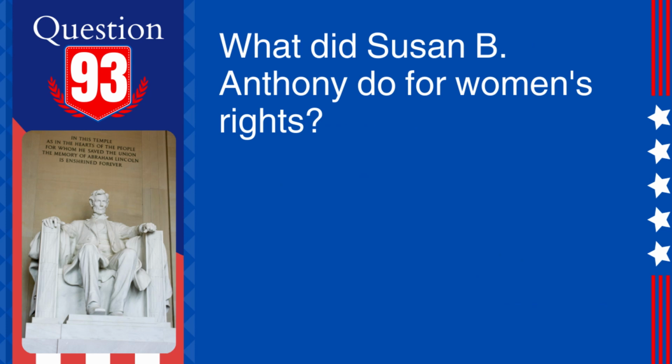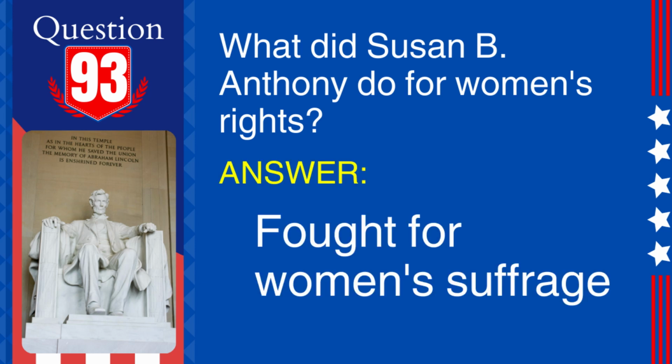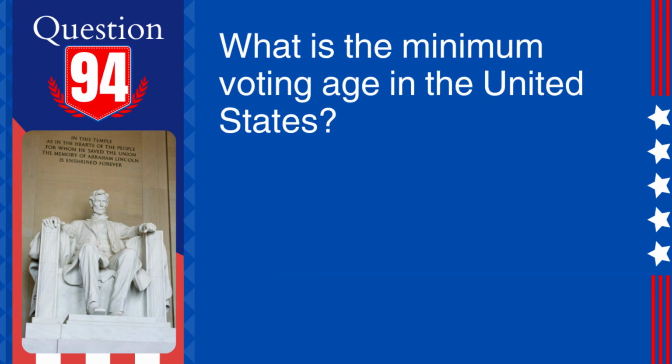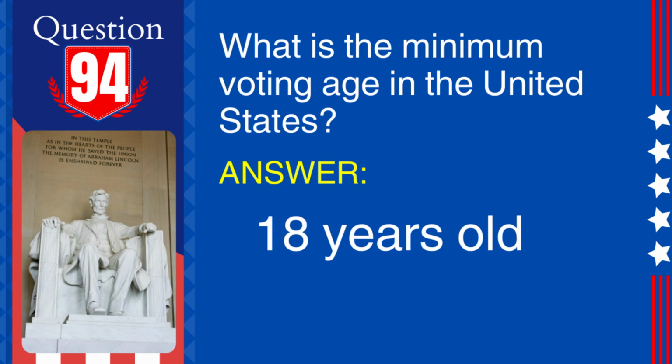93. Question. What did Susan B. Anthony do for women's rights? Answer. Fought for women's suffrage. Explanation. Susan B. Anthony was a key figure in the women's suffrage movement, advocating for women's right to vote. 94. Question. What is the minimum voting age in the United States? Answer. 18 years old. Explanation. The 26th Amendment to the Constitution lowered the voting age from 21 to 18 in 1971.